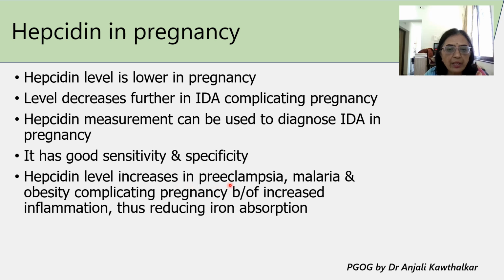Hepcidin level increases in preeclampsia, and that is how anemia and preeclampsia go hand in hand. Preeclampsia increases the hepcidin level, and it further adds to the anemia. With malaria, obesity, or any other infection, all these are associated with increased inflammation, and it leads to a rise in hepcidin level and less availability of iron, because it reduces iron absorption and iron release.